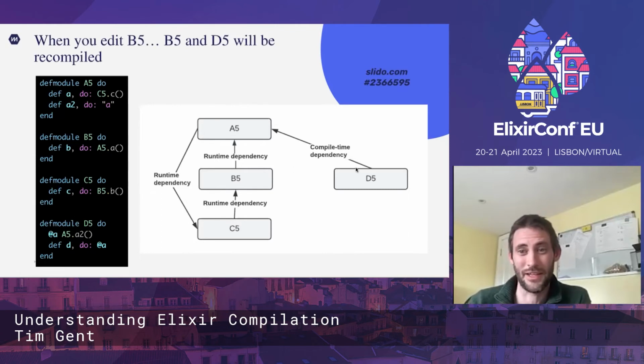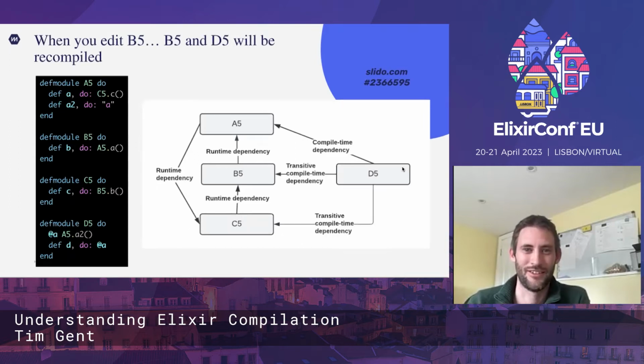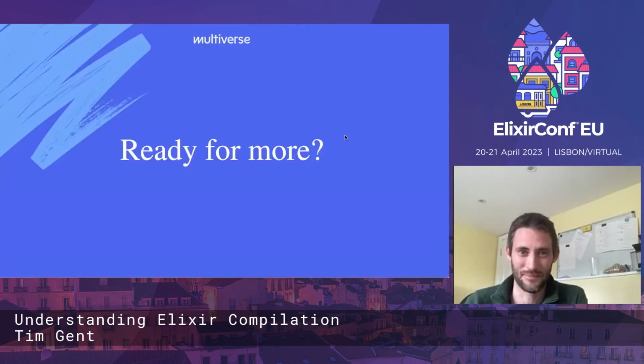What that effectively means is that D5 now has transitive compile time dependencies on both B and C. So now when any of these files change, D5 will also be recompiled. So well done if you got that one right.